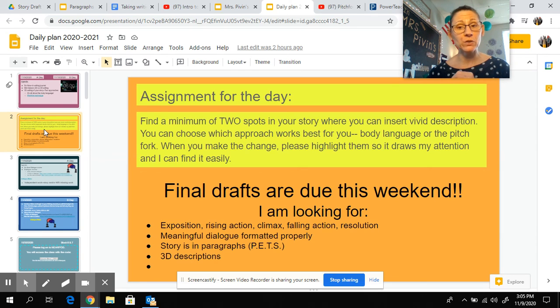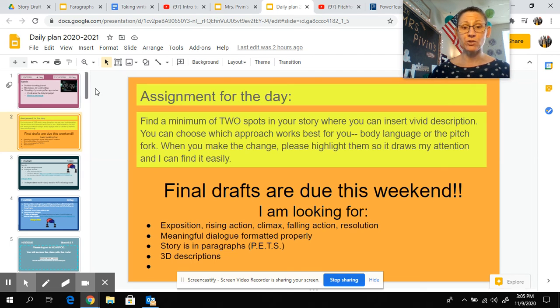But find a minimum of 2 spots in the story where you can add in the vivid description, add in the emotion descriptions without actually saying the emotion, or add in the pitchfork. You can try one of each. If one seems to work a little bit better, you can do 2 of the same one. I challenge you to do one of each at least. Try the body language or the pitchfork approach. When you make the change, please highlight them so it draws attention to them in your draft.